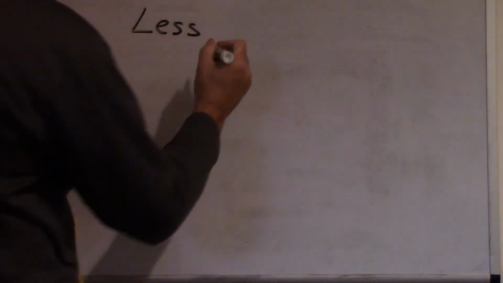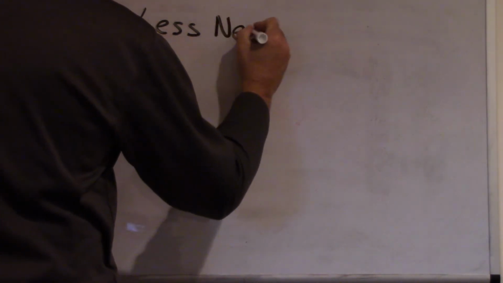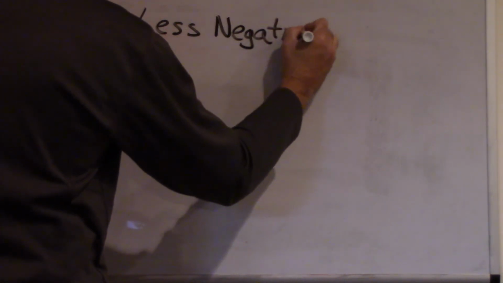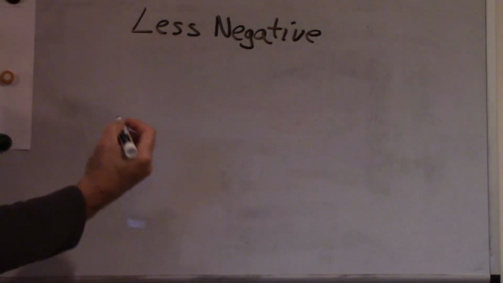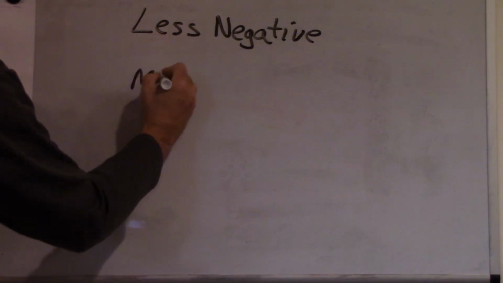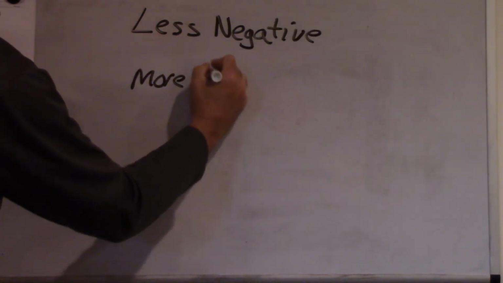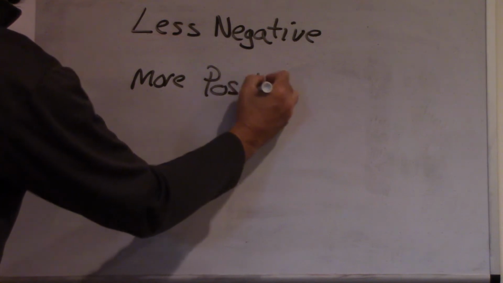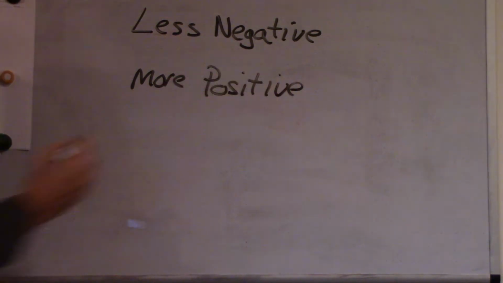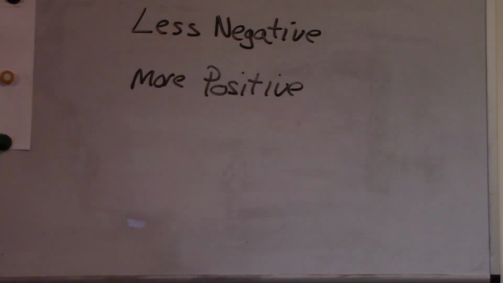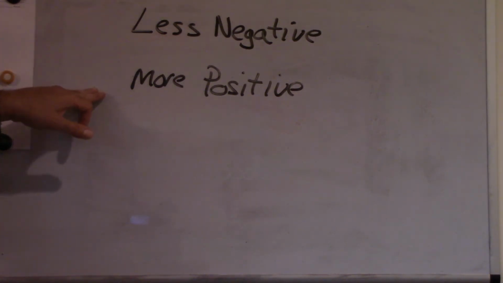less negative means the same thing as more positive. Less negative is the same thing as more positive. So when we're subtracting negative numbers, what we want to do is make it into the opposite, so it's an addition. Less negative means more positive.